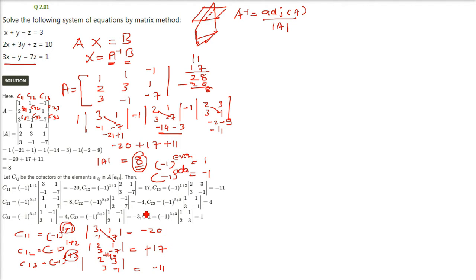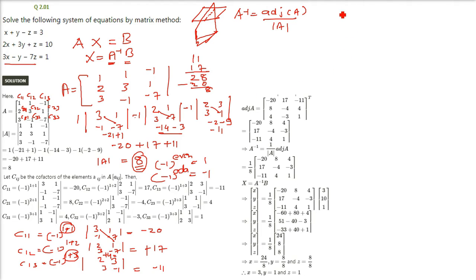I hope you'll be able to do all the cofactors, right? Now let me write the cofactor matrix here. After we find the cofactor matrix, we will have to take the transpose of this matrix. So I am writing all the values, minus 20, 17 and minus 11 I told you. Other values I hope you'll be able to find out. So these are all the values. You just have to see that these C11, C12, C13 will be replaced by the values we have found out. Other values you'll do like that only.